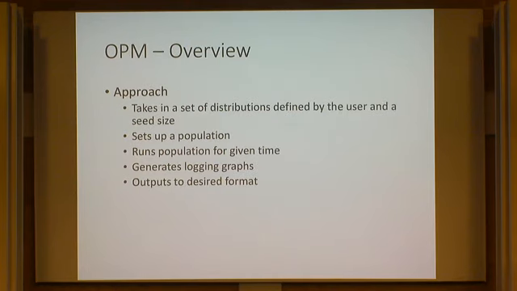Okay, so the OPM, or the organic population model. The general approach here is that the user sets a set of input distributions that tell us different things, from the initial size of the population to the rates at which people should die, and we'll go into a bit more detail with them in a minute.